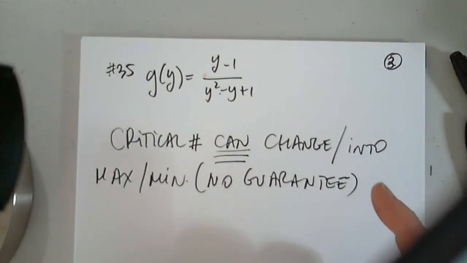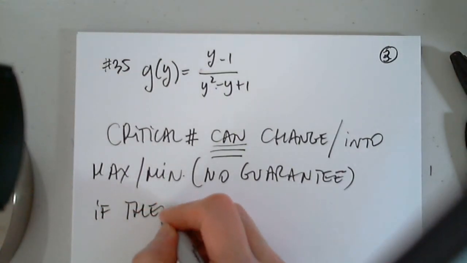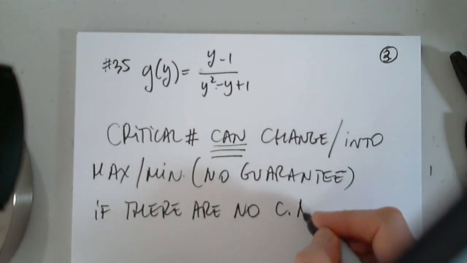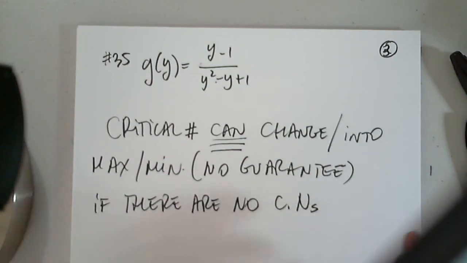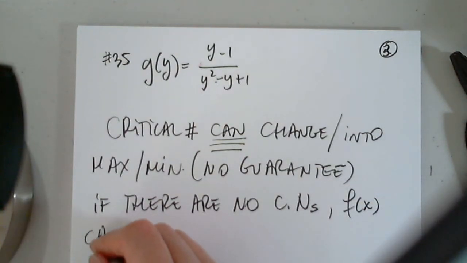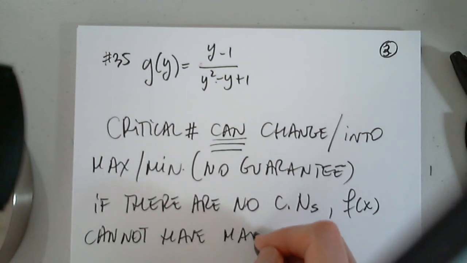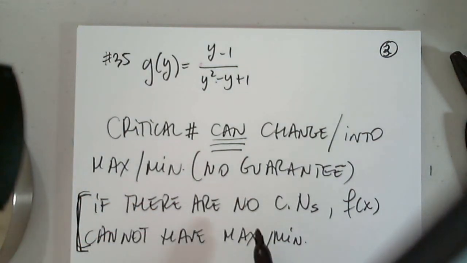There is one guarantee though. If there are no critical numbers, f of x cannot have a max or min. That is guaranteed. No critical numbers, no max min.